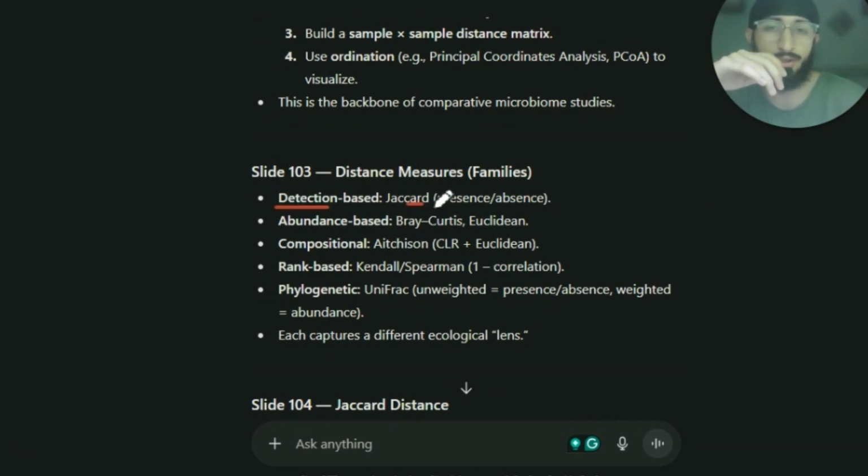Now, distance measures, some families I'm discussing. Detection-based is Jaccard, that is checking the presence or absence. Then, abundance-based is Bray-Curtis and Euclidean. Compositional is Aitchison, that is CLR plus Euclidean. Then, rank-based: Kendall, Spearman, one minus correlation. Then, phylogenetic: UniFrac, which is unweighted for presence or absence, and weighted for abundance. Each captures a different ecological lens.